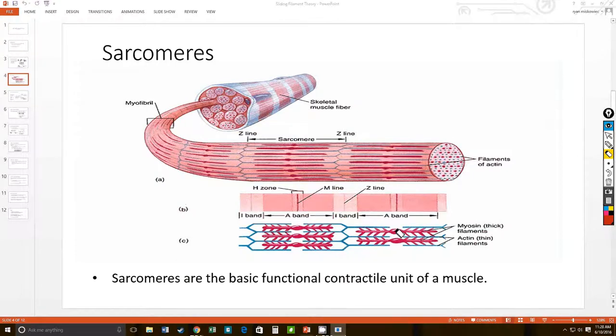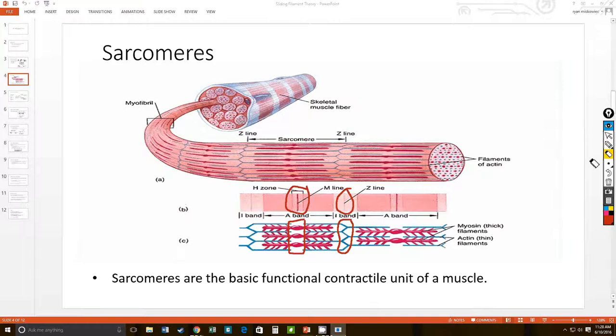Beyond that, the things I'm really interested in are the lines. Okay, the M line and the Z line. The M line right here is the center of the myosin. That's where the myosin is anchored. You have the Z line right here, and the Z line is the terminal point of the actins. That's where the actins join together and form a lattice work.